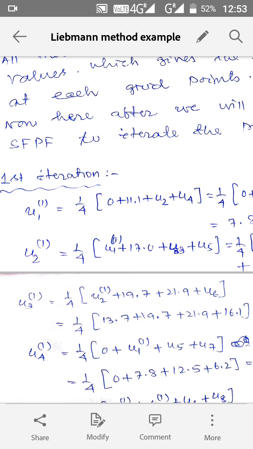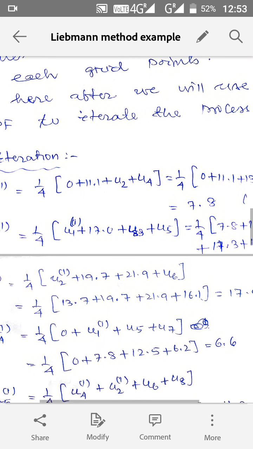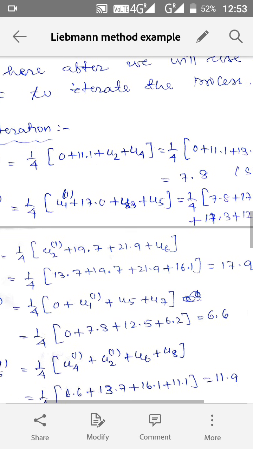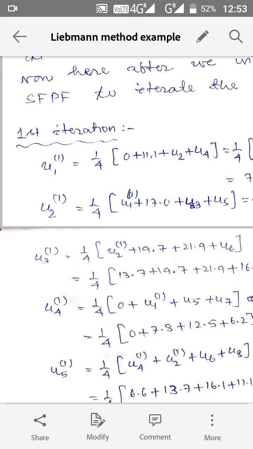Now go to the first improvement of u3, that will be nothing but 1 by 4. In order to calculate u3 you need u2 as well as u6, but u2 you have already improved, so that improved value you have to use: 1 by 4 of u2 of 1 plus 19.7 plus 12.9 plus 6. You have to use u6 the rough value and u2 the improved value, and if you find the average you will get 17.9.